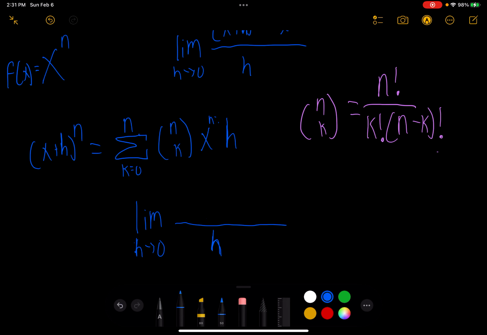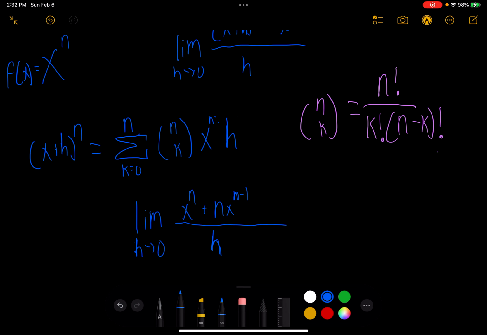Basically, if we expand the binomial theorem, what we're going to have is x to the nth plus nx to the n minus 1. Now, some people might be wondering why we're starting with this term first. The simple reason is that, remember, k is going to be equal to 1.